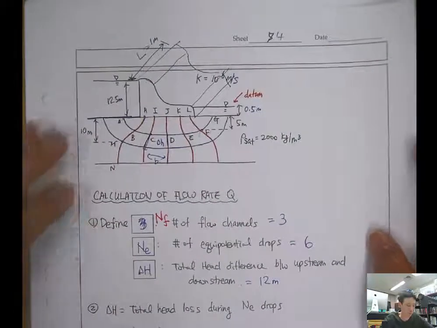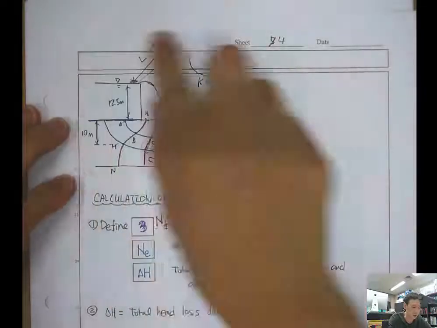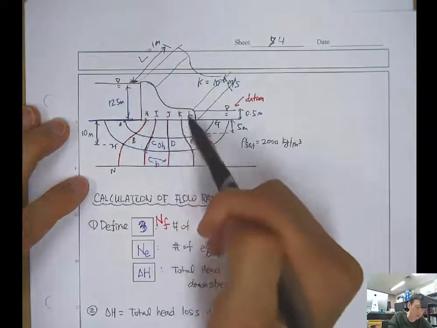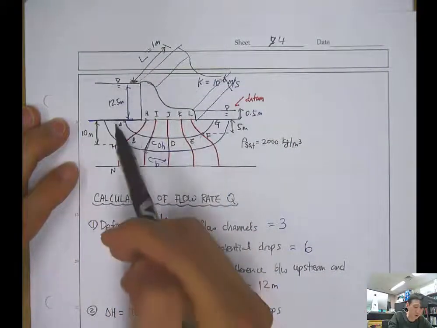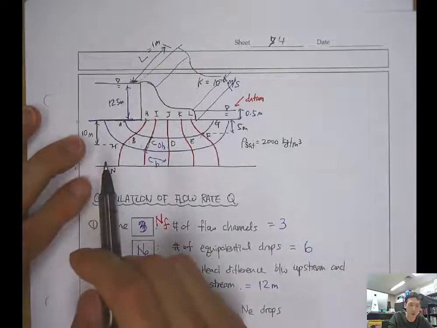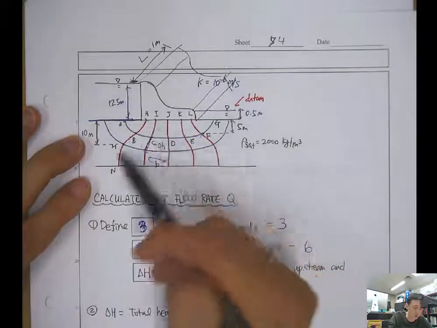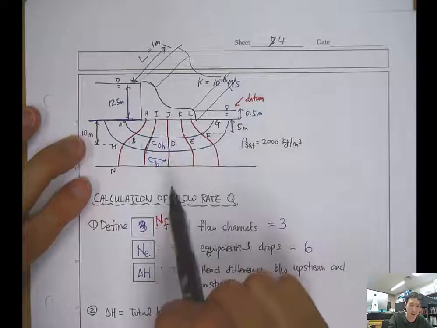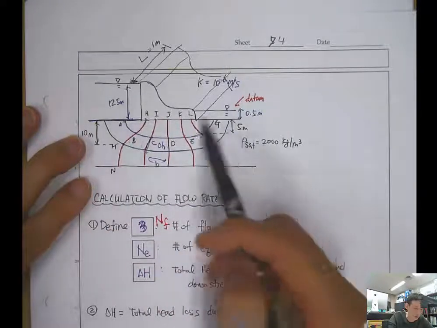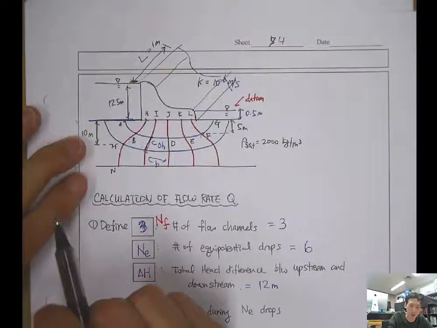If you remember, let's go back to the problem setting. So this is our problem setting. We have a dam here, and there's an upstream with a 12.5 meter water height, and downstream 0.5 meter, and the datum is set at the lower water surface, and there's a perfectly drawn flow net. So we have flow lines, two flow lines, and 1, 2, 3, 4, 5 equipotential lines.